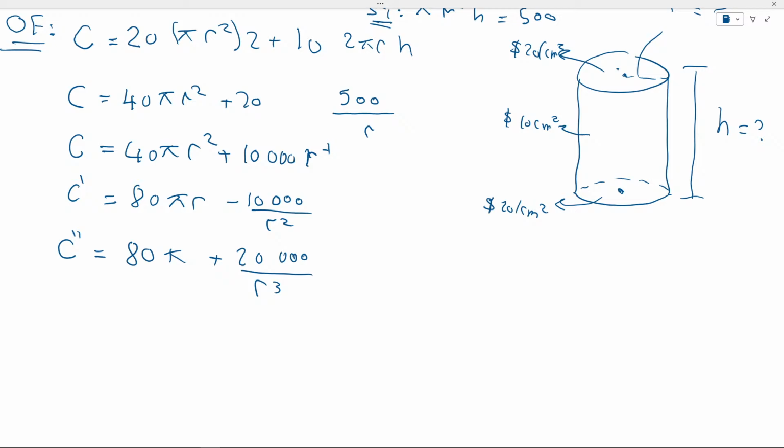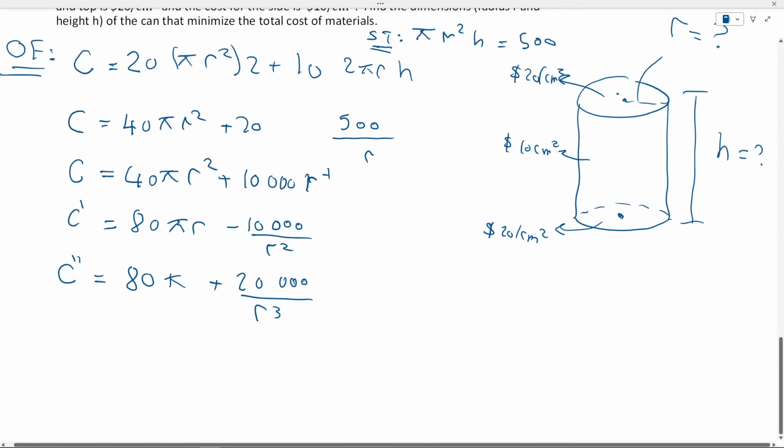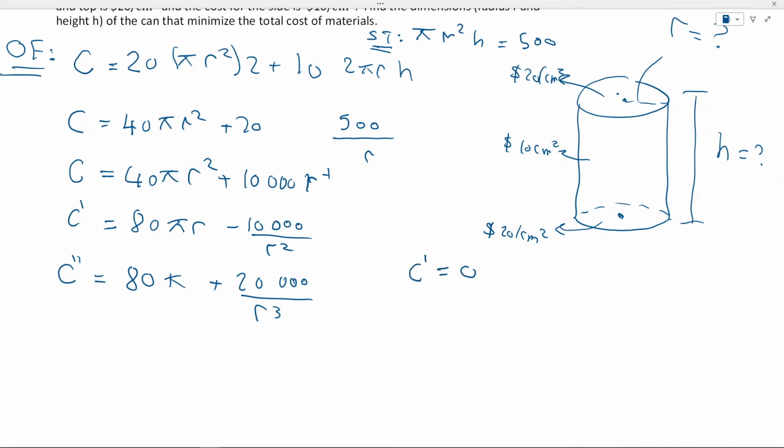Now, what we want to do is find our critical point, so we need to equate this guy to 0. So what we do here, we say 80 pi r equal to 20,000 over r squared. What does this mean? This guy can go with this guy.